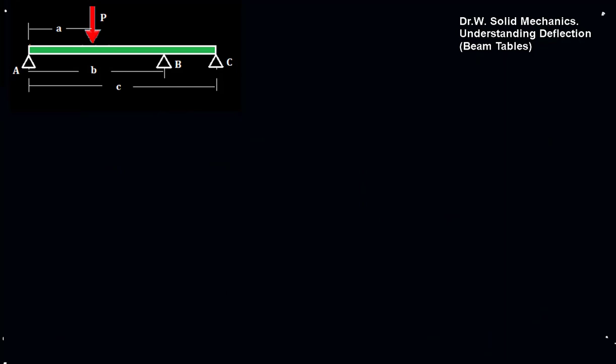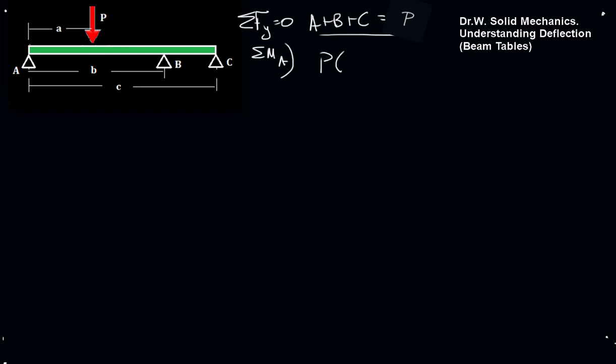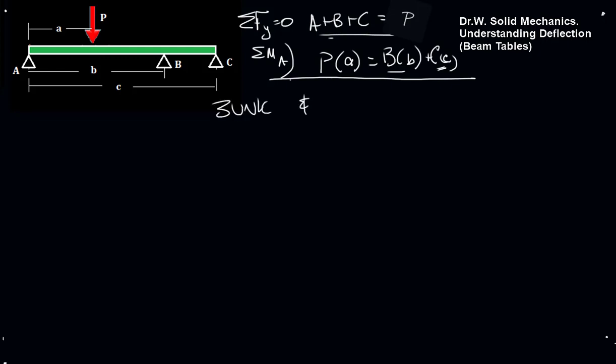Here we have another beam with 3 supports, which makes it one redundant support. And notice that if we do sum of the forces in the y equal to 0, we have A plus B plus C is equal to P. And if we take some of the moments about, let's say, A, we'll get P times a equals B times b plus C times little c. And we have no way of developing a third useful equation. We have 3 unknowns and 2 independent equations.